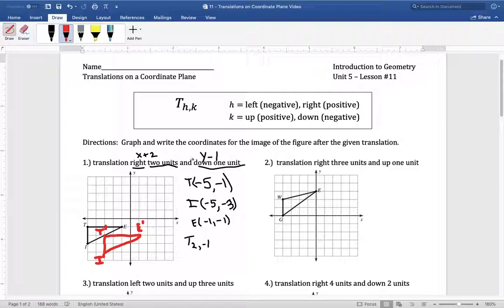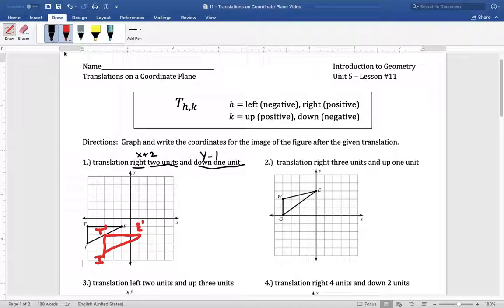So I'm going to erase this here, but those are the original coordinates. You can keep them on your paper. I just think it'll be easier for me to erase it and then write the new coordinates down. So the new coordinates are T prime. Now you can either just count it. So T prime is now negative 3, negative 2.